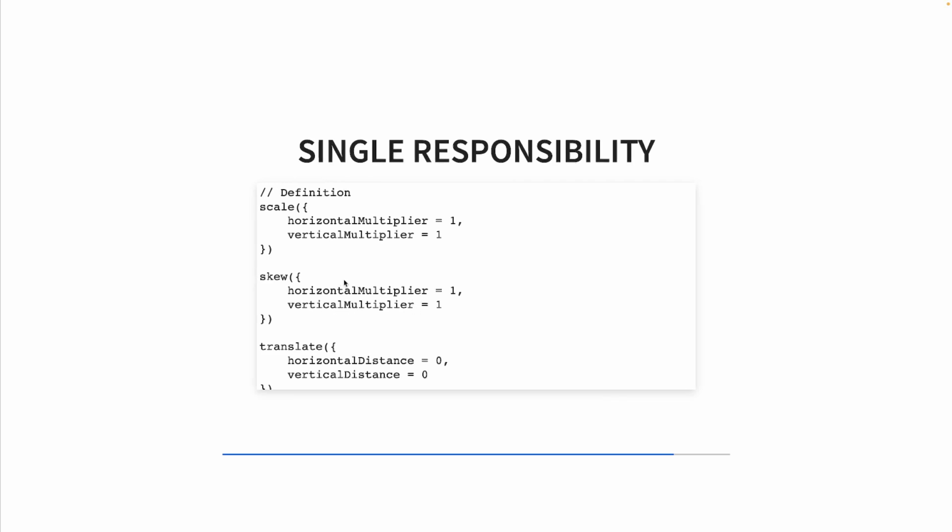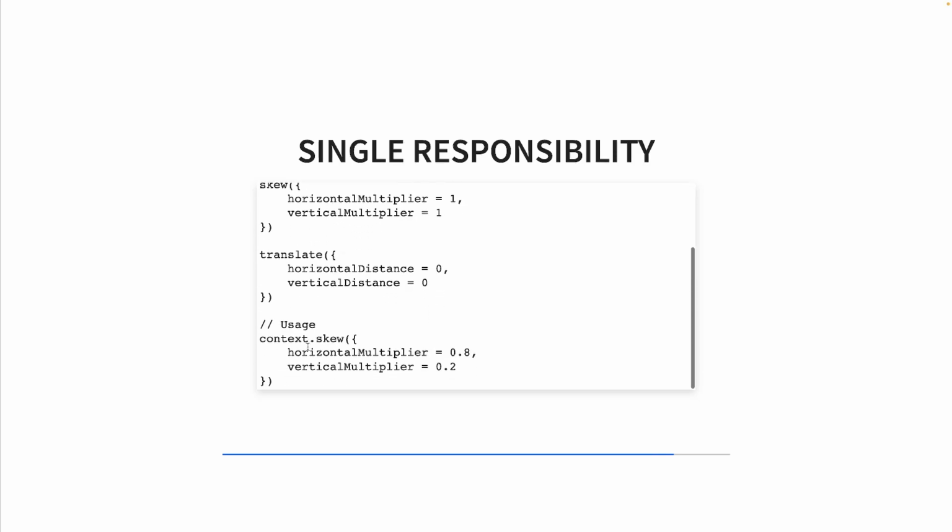In addition to having that single transform function, which does 3 things, we can have 3 functions that do 1 thing. And in the usage, we can now see directly from the function name the intended purpose of calling what was originally the transform function, which is to skew the context by this horizontal multiplier and this vertical multiplier.